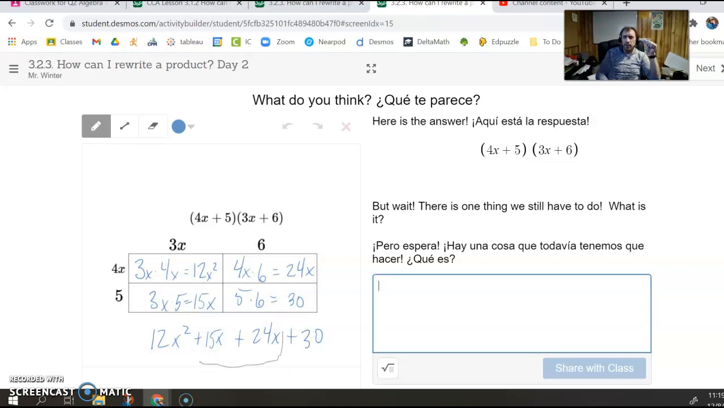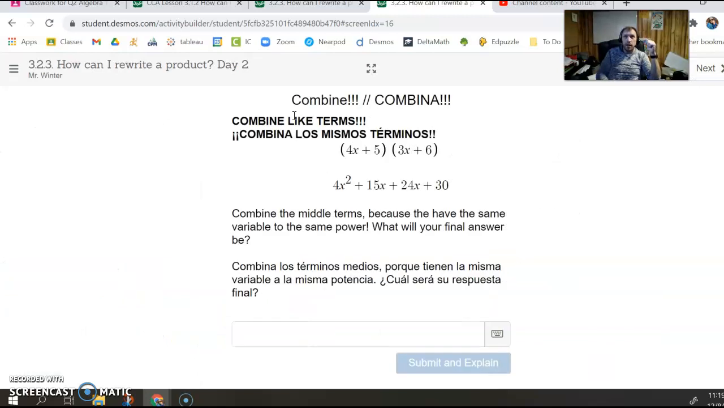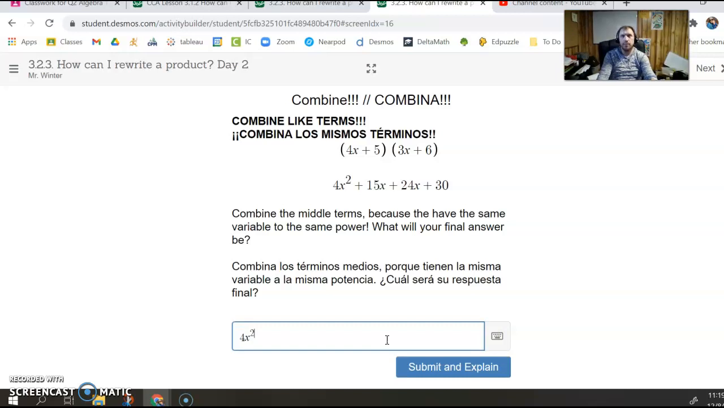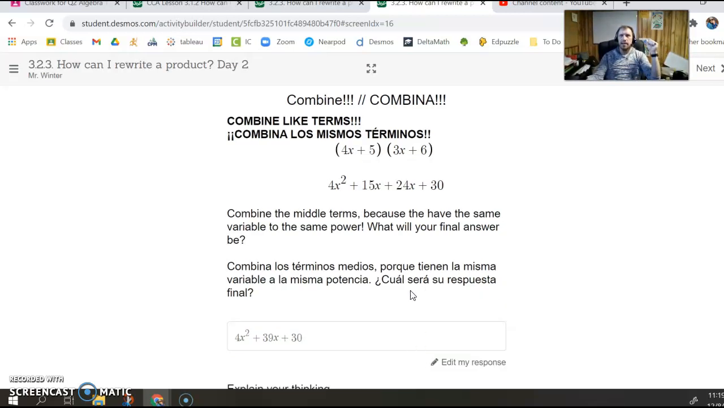And so look at these two. They have the same variable to the same power, so we can combine like terms, right? We can combine the terms that are the same. And so we end up with 4x to the second power. We can combine 15 and 24, so that adds to 39x plus 30. Notice all the work we've been doing to get to this? All right, submit that. Let me know that you understand your thinking.